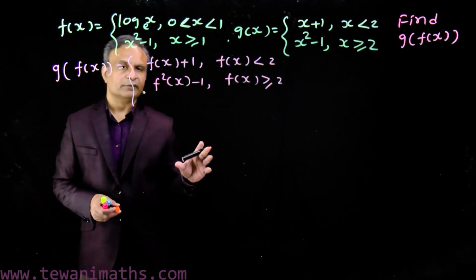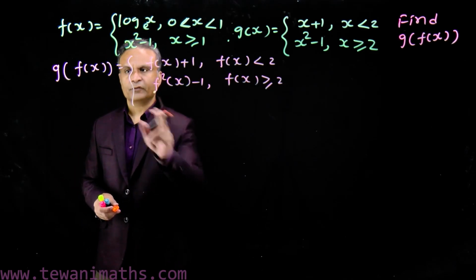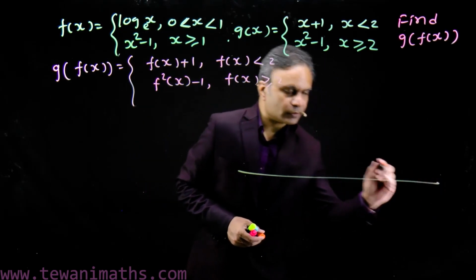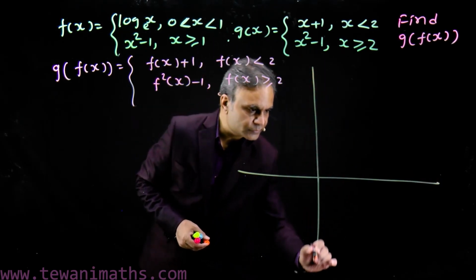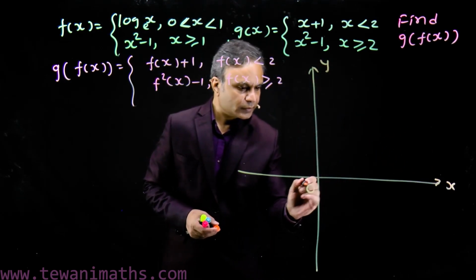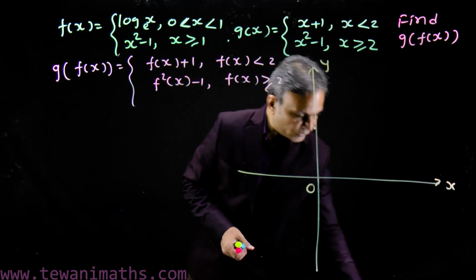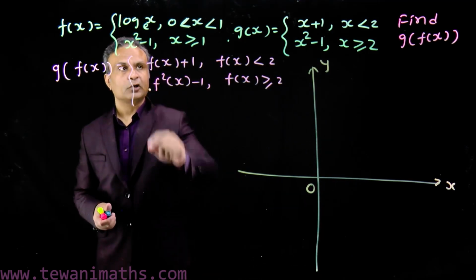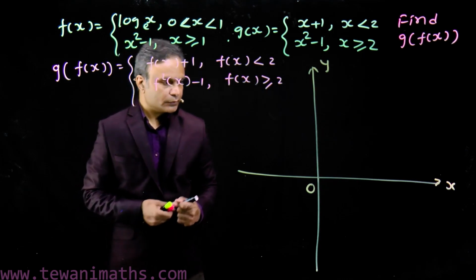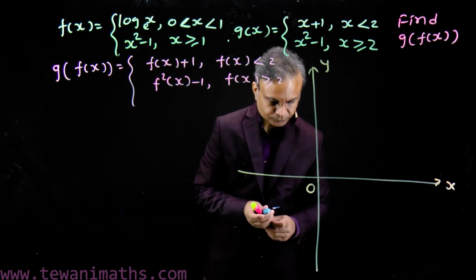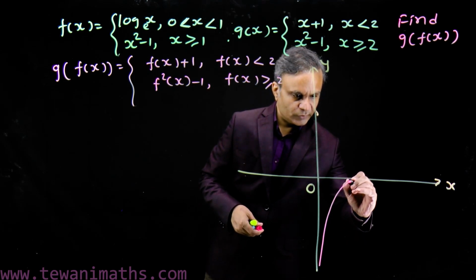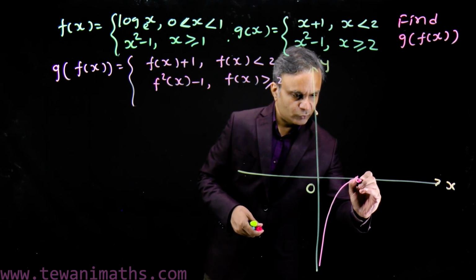Now what is the algorithm for graphical method? We first draw the graph of inner function. Here inner function is fx. fx का graph draw करते हैं. Here we have coordinate axis, x-axis, y-axis, and origin. We have fx is equal to log x for x belongs to 0 to 1. Okay, so we have here log x for 0 to 1. At 1 value of log x is 0.